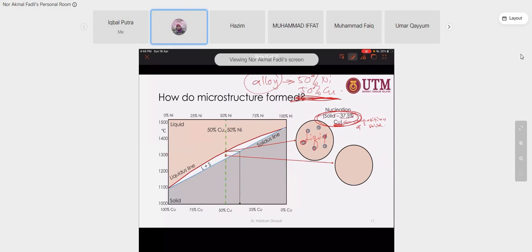Moving on to the next stage. When you reduce the temperature to a lower region, the alpha phase, or the solid phase, will grow. This is a normal phenomenon. We have discussed this in chapter 3 during the solidification process. In the liquid there are nickel plus copper. At this point, what is the concentration of the liquid? It contains only one single phase, which is liquid, so the composition is 50% nickel and 50% copper.